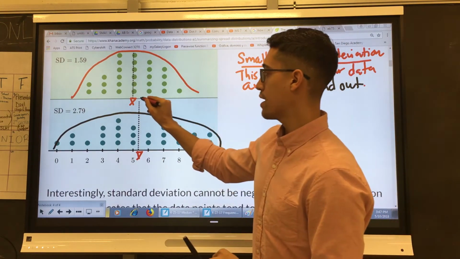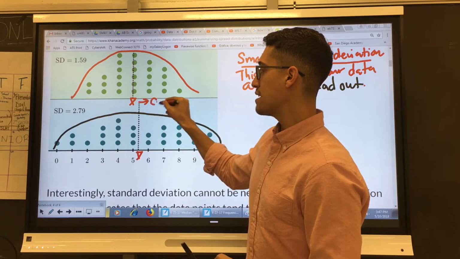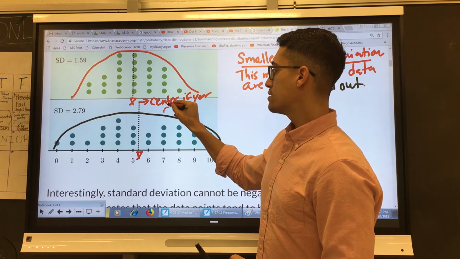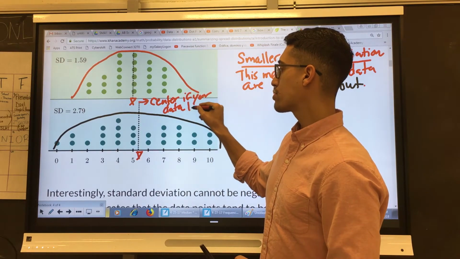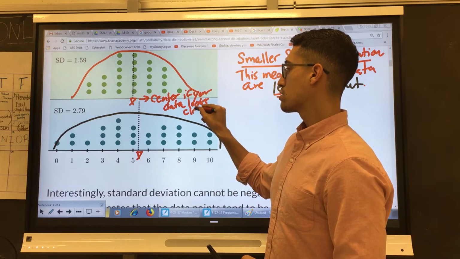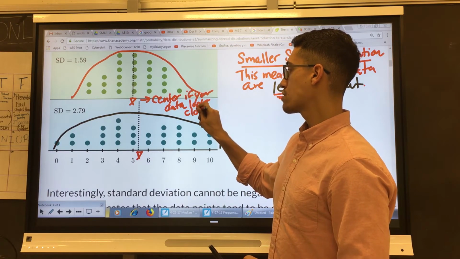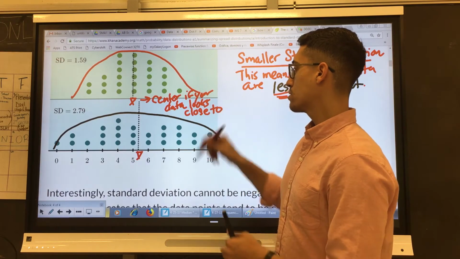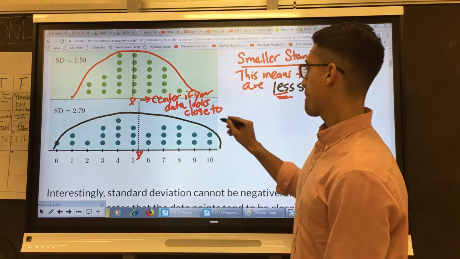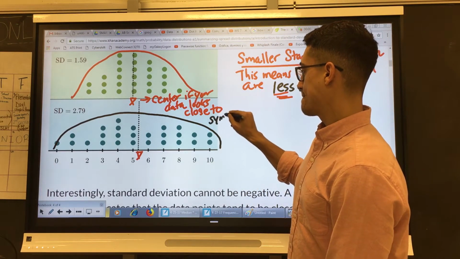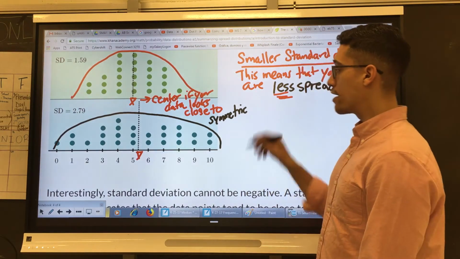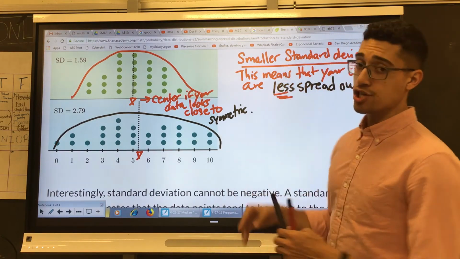So I'm gonna write that here, okay? So the mean could be the center if your data looks close to symmetric. Okay? Alright. Anyway, so standard deviation, going back to that.